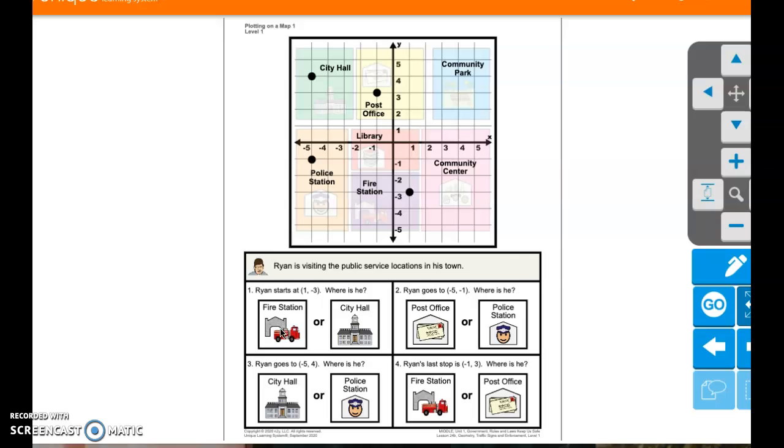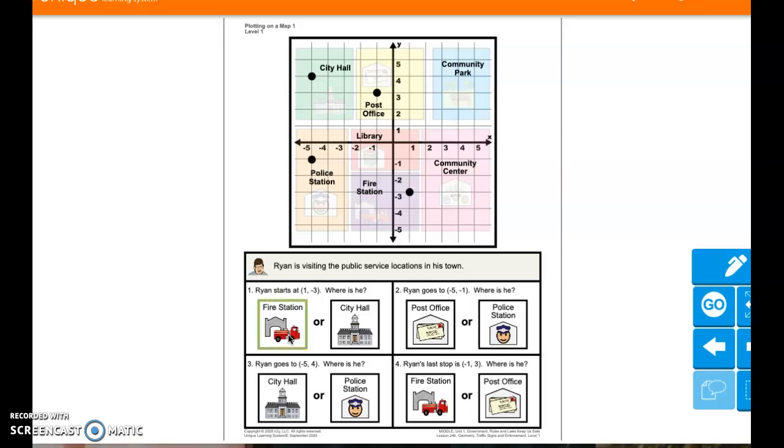So it says, where is Ryan? Fire station or city hall? We're going to choose fire station. Fire station. Awesome. Number 2, again, we're starting at the point of origin. We are starting in the middle, okay? He goes to negative 5, negative 1. So we're going to start here. We're going to go negative 5. Remember, we start on the x-axis. We're going to go backwards, 1, 2, 3, 4, and 5. And then it also says negative 1. So then we're going to go down 1 to this police station. We're going to find the word that says police station along with the picture. Police station.